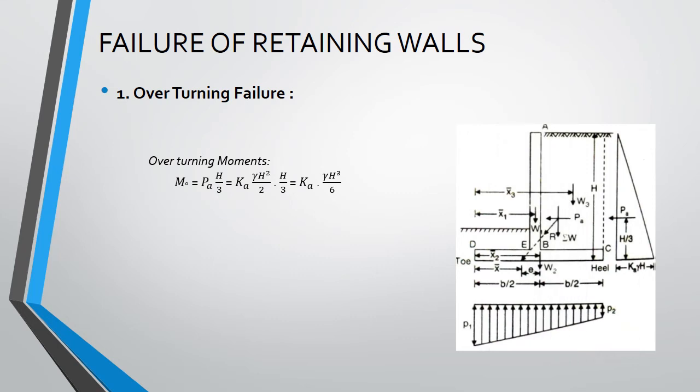Pa is the active earth pressure, which is calculated before, and the resisting moments are the moments created by the own weight of the retaining wall. Different components were used: W1, W2, W3, W4. W1, W2, W3 constitute the weight of the retaining wall, and W.